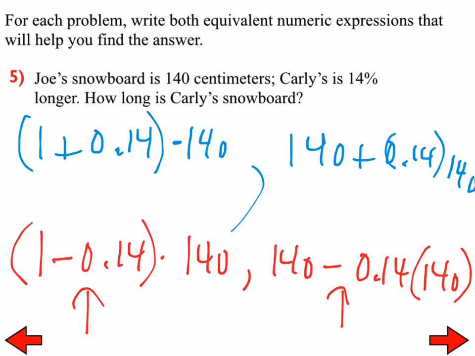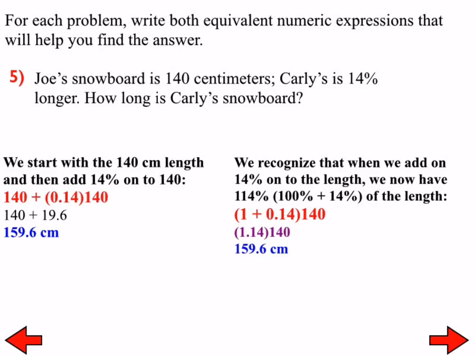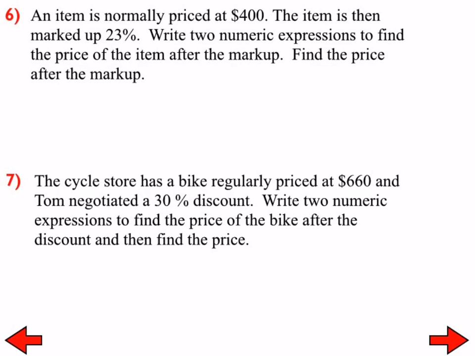And that idea sort of leads us into problems number 6 and 7. And so let me get that one finished. And this is where we're headed in a few months, dealing with lots of percent problems. And so number 6 says an item is normally priced at $400. The item is then marked up 23%. Every single item that you've ever purchased in a store, the store that you purchased it from purchased that item from somebody else, and they mark it up. That's how they make a profit. Okay? That's where the idea of markup comes from.